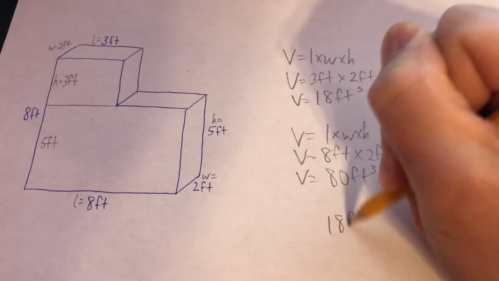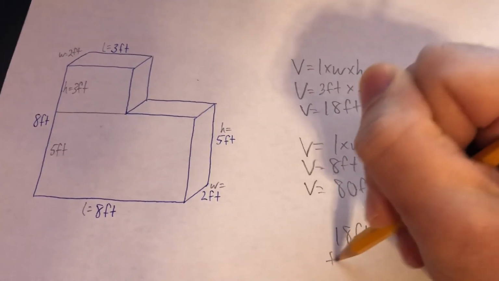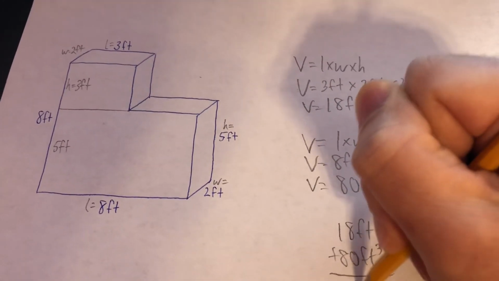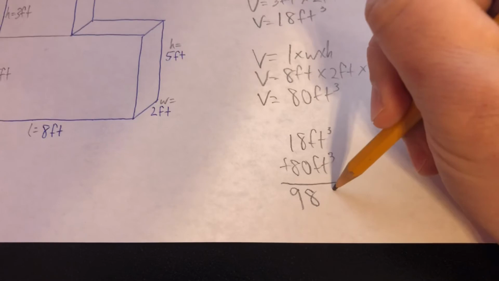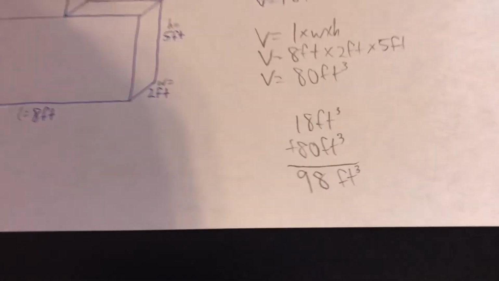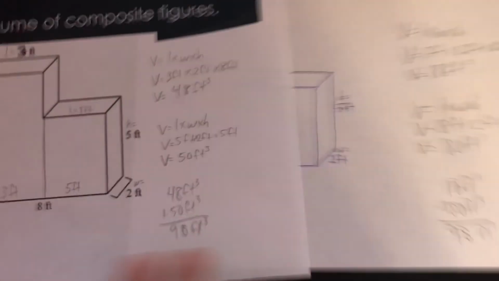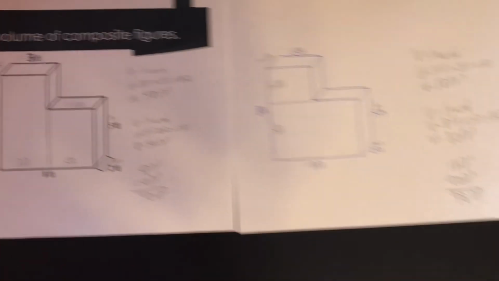All right, don't forget to add together. 18 cubic feet plus 80 cubic feet equals 98 cubic feet. Okay, so let's go back and check to see if we got the same answer. Look at that, we did. Same answer as before. Even though we decomposed it 2 ways, we still got the same answer.